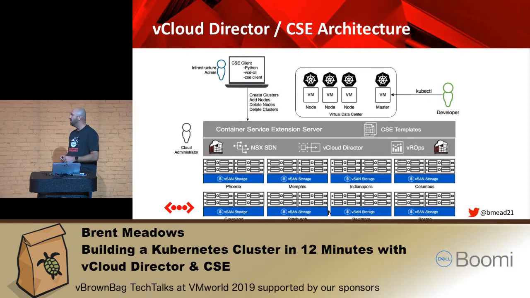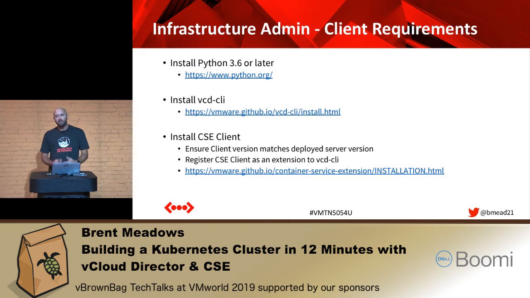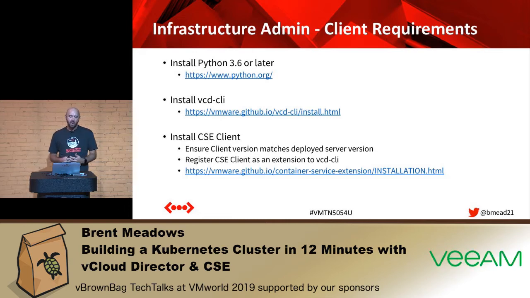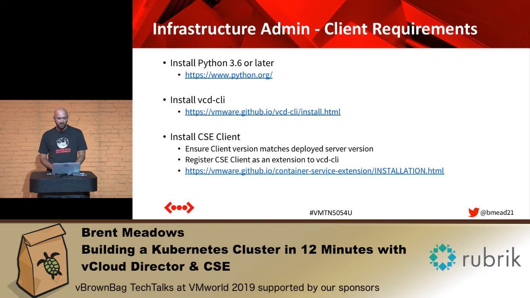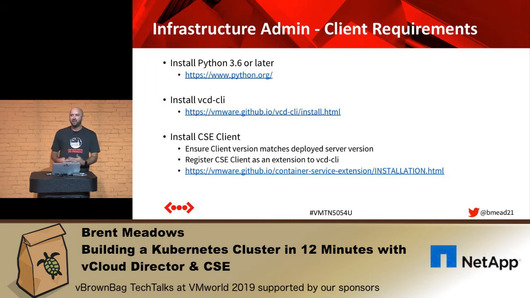Now we're going to go through a couple steps of how you actually get this in place. So from an admin perspective, the client itself is going to have a couple of prerequisites. You're going to install Python 3.6 or later. I've included all of the links to actually go through the installation pieces on here as well. Then you're going to install VCD CLI. For those that aren't familiar, VCD CLI is actually the command line access into a vCloud Director interface. With this, available in GitHub, then you install the CSE client.